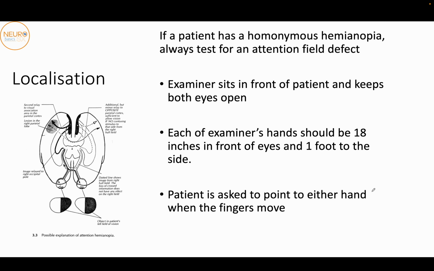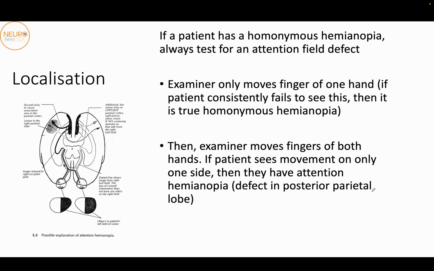If they're clearly not able to see on one side, it means that there's a true homonymous hemianopia. And then you proceed. Then you move the fingers of both sides and ask them if they're able to see the fingers moving on both sides. If they tell you that they're able to see it moving on only one side, it means that they're ignoring the other side and they have an attention hemianopia. So that usually corresponds to a defect in the posterior parietal lobe.